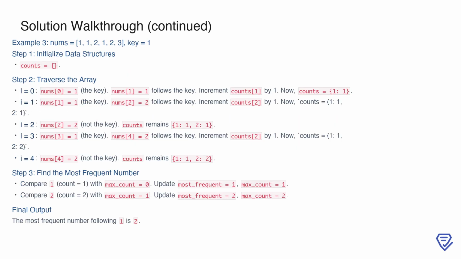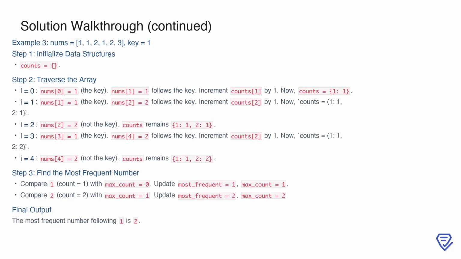In the third example, the array contains a mix of numbers, and the key is 1. We start with an empty counts dictionary. As we iterate through the array, we first find that 1 is followed by another 1, so we increment its count to 1. Then, the second 1 is followed by 2, so we increment the count for 2, resulting in counts being {1: 1, 2: 1}.